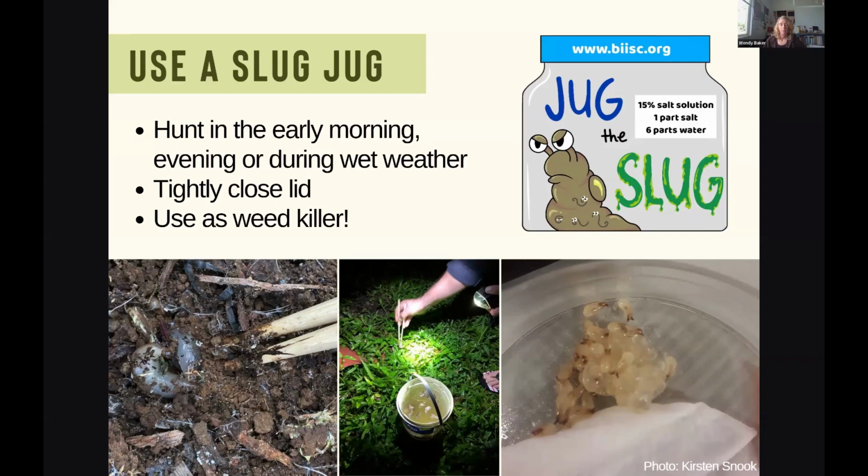Whenever we find them, I'm the one that does it. I go and get the slug jug and put the slug into the jug. But the kids all know to keep an eye open for them and to jug them when we see them. We hunt early in the morning or during wet weather, and you have to make sure that the lid can close tightly. The semi-slugs, if they get out of the water and reach the side, can crawl up and nest along the top of the rim, so you do want to be careful about that.